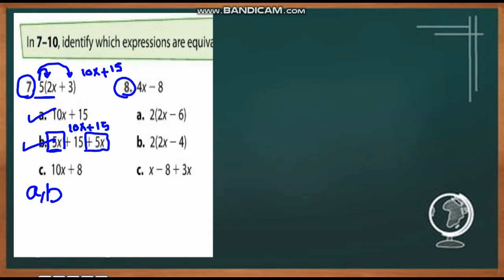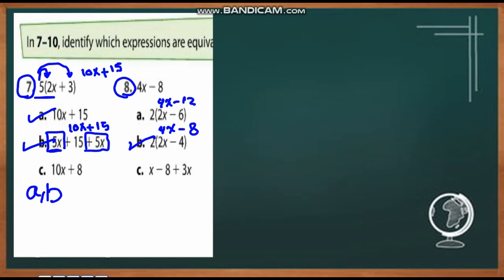Exercise 8. 4x minus 8. Look at A here. We have 2 times the quantity 2x minus 6. When we use the distributive property and multiply the number outside the parentheses by each term inside the parentheses, 2 times 2x equals 4x minus 12. So here we have 4x minus 12, not the same. In B, 2 times 2x equals 4x minus 2 times 4 equals 8. We have the same equivalent expression here.